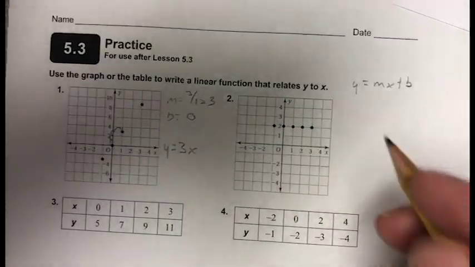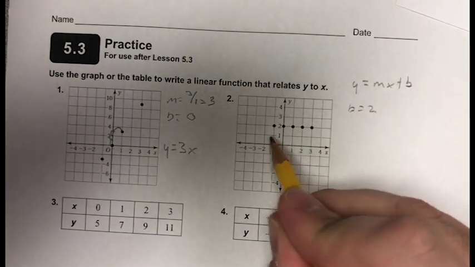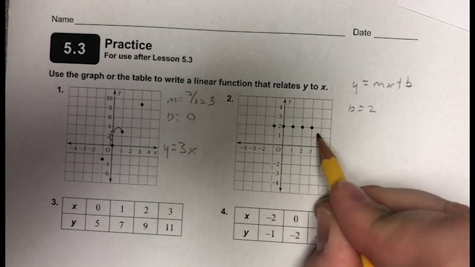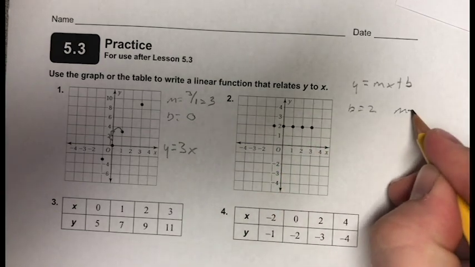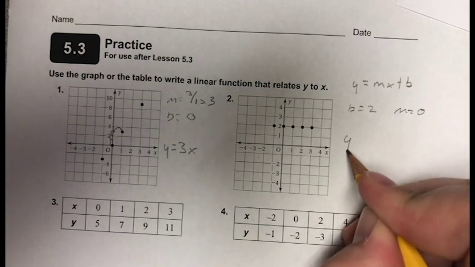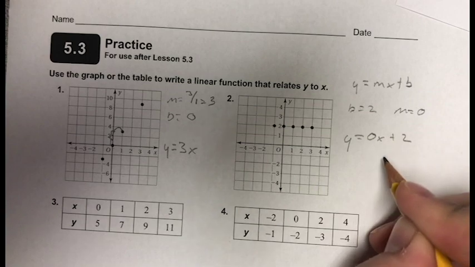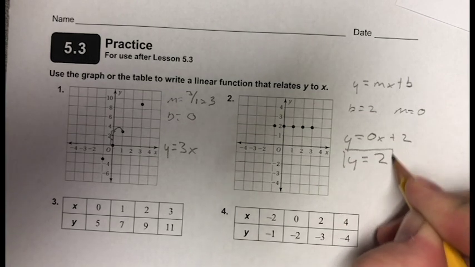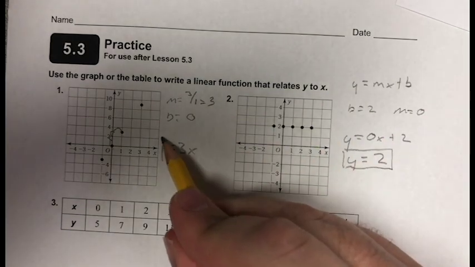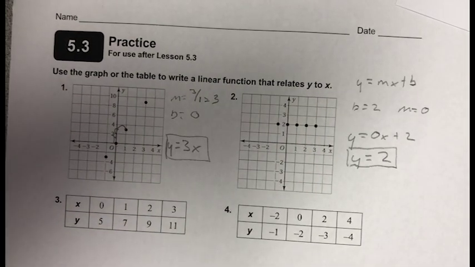Same thing with the next one. We can look at our y-intercept, which is very easily 2. And notice that this is a horizontal line that we've created here, so it has a slope of 0. Knowing that, we plug everything in. We could say 0x plus 2. Well, 0 times x is 0, so we can actually say that our equation is y is equal to 2. So those are pretty straightforward, and this is what you would do with just about any graph.